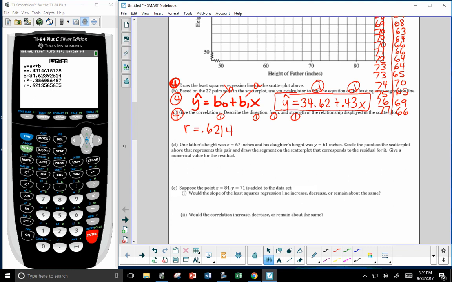And so if we have a somewhat strong, not super strong correlation, then we should call it moderately strong. We want to go with strong, moderately strong, or weak. And this one is moderately strong, okay?